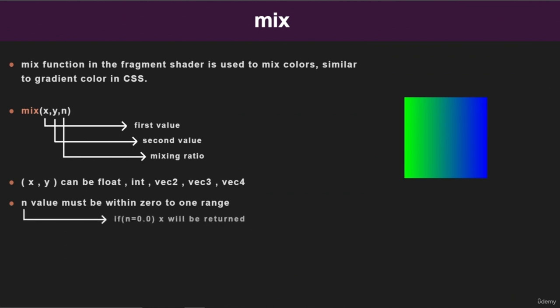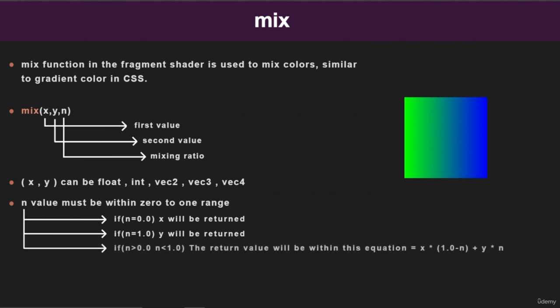If the n value is equal to 0, then the return value will be the x. And if the n value is equal to 1, then the return value will be the y. And if the n value is between 0 and 1, then the return value will depend on this equation, which is x multiplied by 1 minus n, plus y multiplied by n.